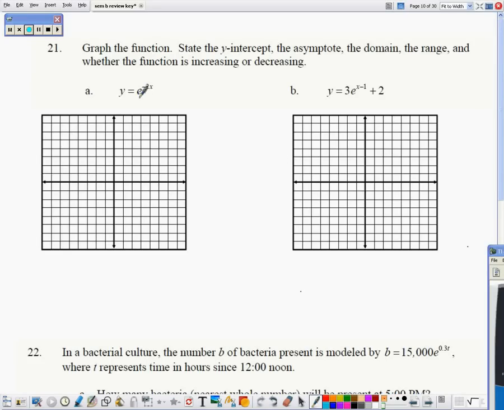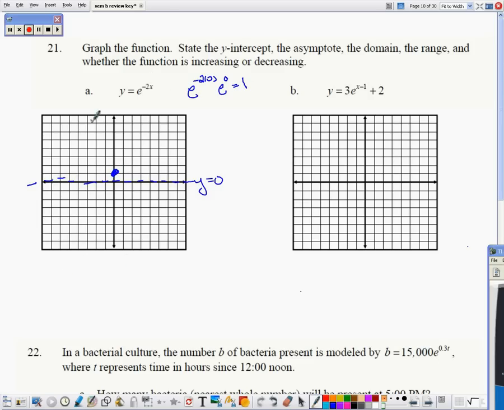Graphing exponential functions when the base is e is very similar to when it's just a normal whole number or a fraction. I'm going to start with my asymptote. It's at y equals 0. And then I'm going to plug in x as 0. So I get e to the 0, which is 1. So my intercept is right here. This is the y-intercept at 1.